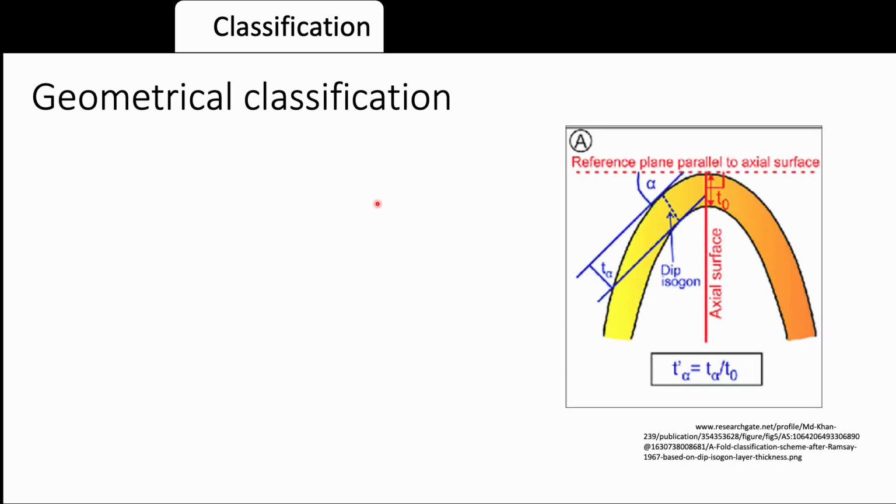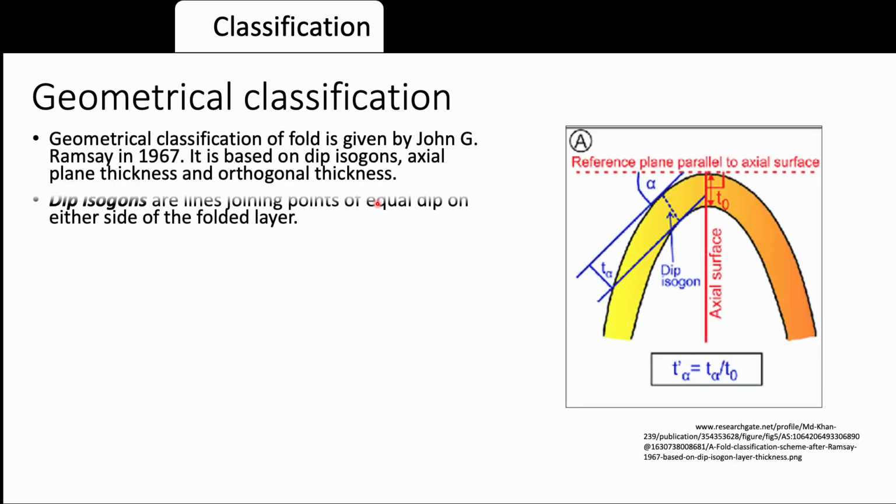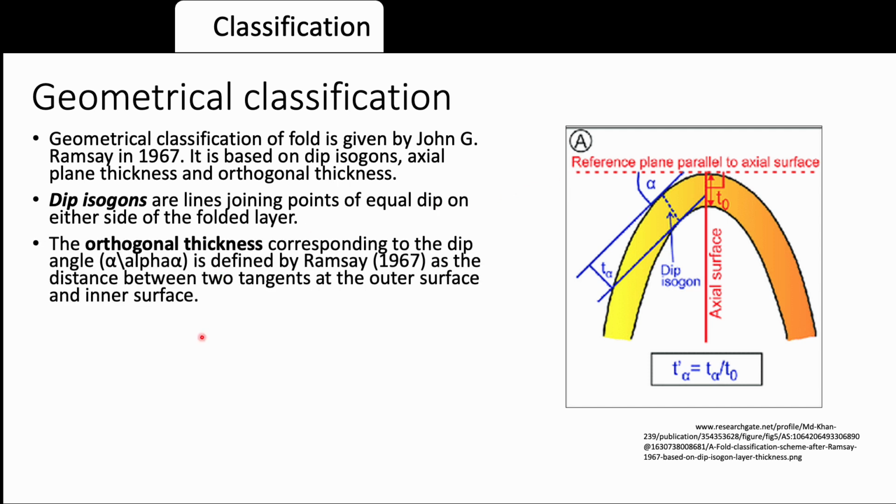Now, moving into one of the most advanced fold classification systems, the geometrical classification, given by John G. Ramsay, introduced in 1967. This classification is based on dip isogon, orthogonal thickness, and axial plane thickness. The dip isogon lines join points of equal dip on either side of the folded layers. Then we have orthogonal thickness, the distance between two tangents at the outer surface and inner surface. This is the orthogonal thickness.